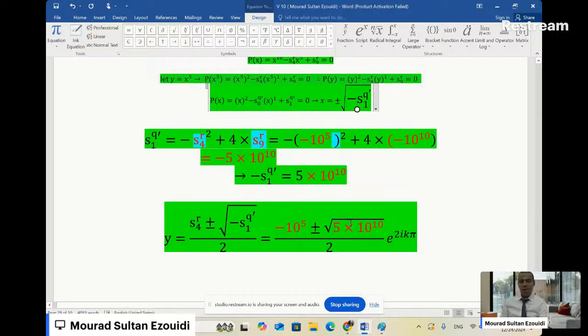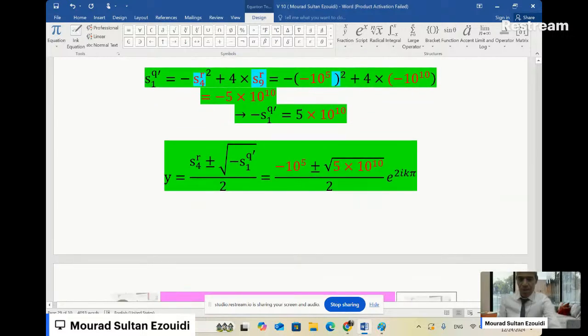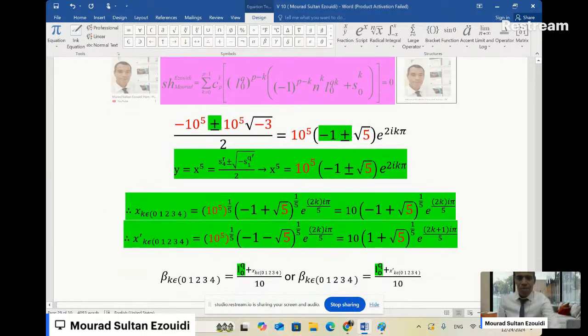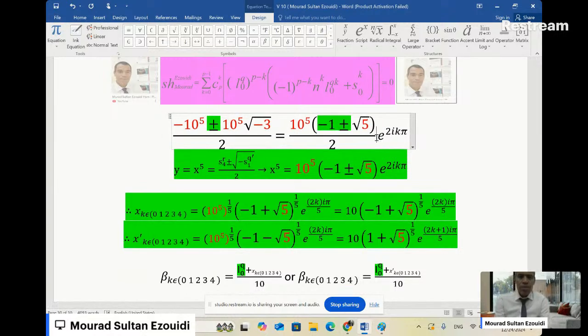10 raised to the power 5 raised to the power half will be 10 raised multiplied by 10 raised to the power 5 multiplied by root of 5. Of course, exponential 2k alpha. Okay? Because always this one is 1. Divide by 2. Now, I will write this as that. So this one has to be divided by 2. Divided by 2. Good.